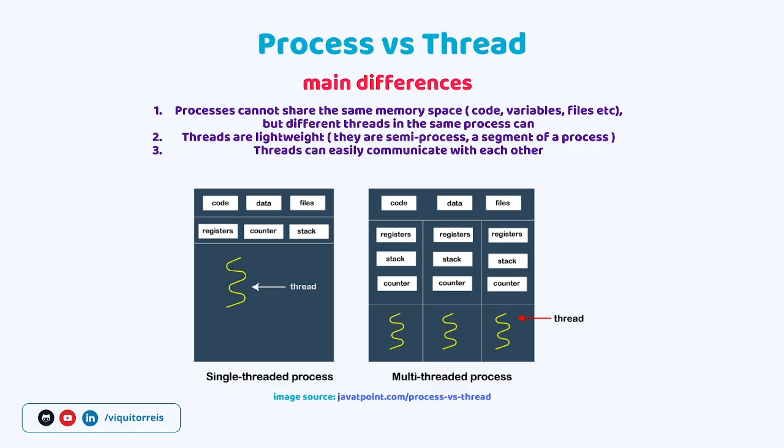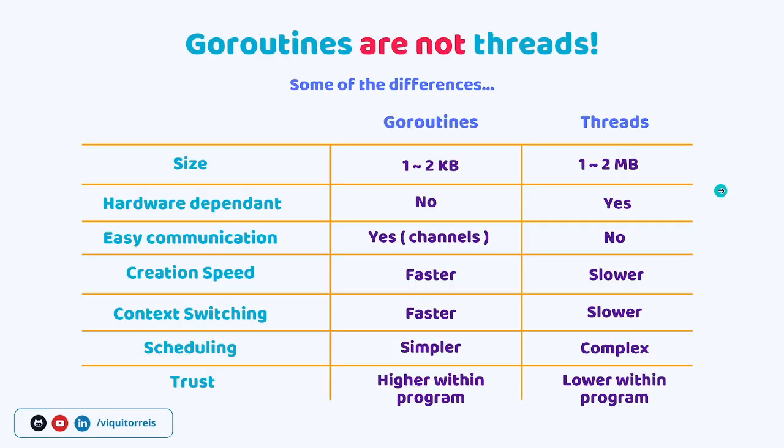Okay, now that you have a basic understanding of what a process is and how it differs from a thread, let's take a look at the differences between threads and goroutines. First and foremost, goroutines are not threads. They are lightweight threads, okay? That said, let's see some of the differences between them. The first one is size. As you can see, goroutines are much lighter than threads, right?